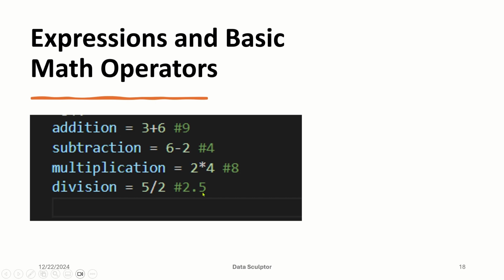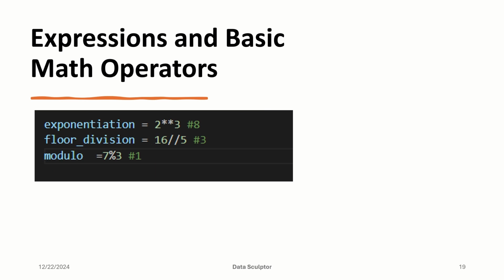Unlike SQL or some other languages, 5 slash 2, or 5 divided by 2, will give you 2.5, but in SQL and others, it will give you 2. So here you have to take that into consideration. So 5 divided by 2 will give you 2.5. However, you can still get the modulus of the value or the exact operation as well.